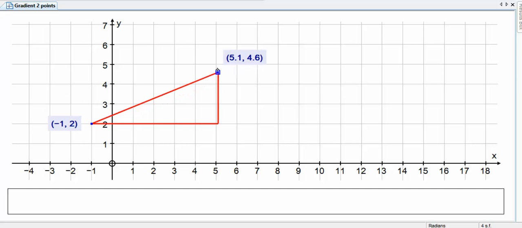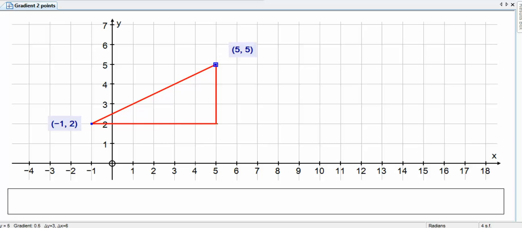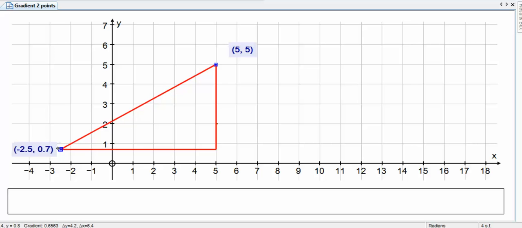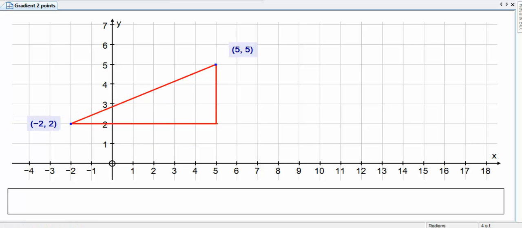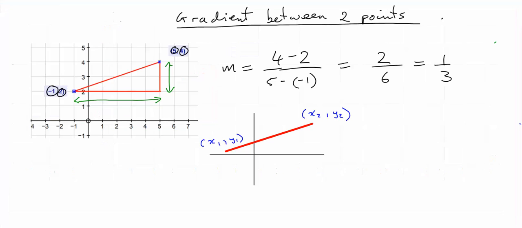If I change one of the points here, you see, that's (5, 5), then the gradient becomes 3 divided by 6, that would be a half. Changing this point here to (-2, 2), the gradient would be 3 divided by 7, 3/7, and that's 5 minus 2 divided by 5 minus -2, which is 3/7.